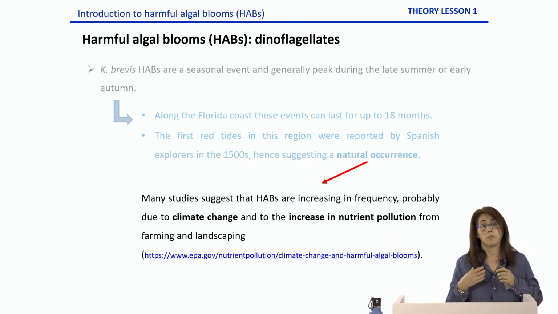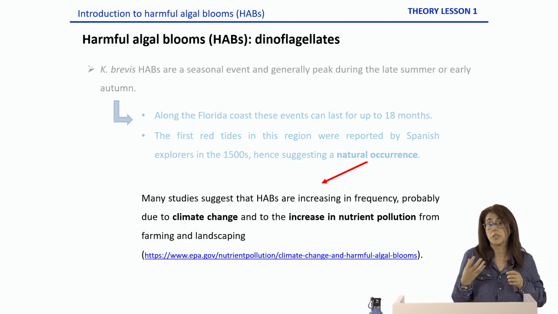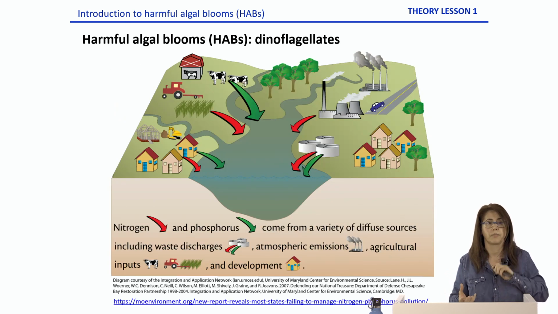So this is suggesting that there is a natural occurrence of these organisms. However, there are many studies that suggest that HABs of Karenia brevis are increasing in frequency and this is probably related to climate change or to the increase in nutrient pollution due to farming and landscaping.